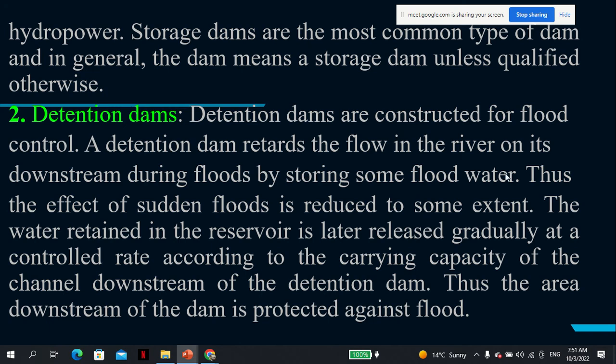A detention dam retards the flow in the river on its downstream during floods by storing some flood water. Thus, the effect of sudden floods is reduced to some extent. The water retained in the reservoir is later released gradually at a controlled rate according to the carrying capacity of the channel downstream of the detention dam. Thus, the area downstream is protected.